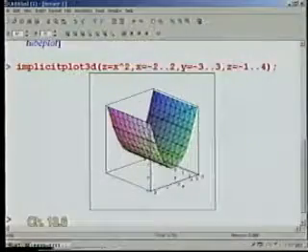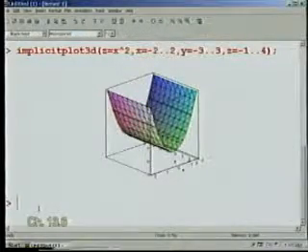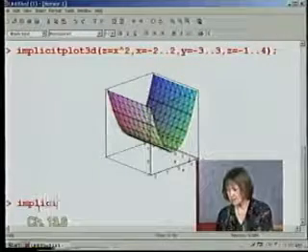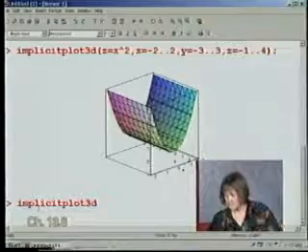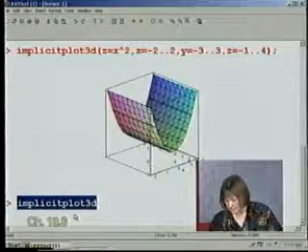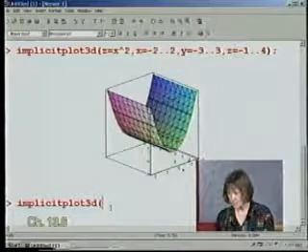Popping it on Maple, let's scroll down here. I'm going to put in implicit plot 3D, I-M-P-L-I-C-I-T, P-L-O-T 3D. And to make my life a little bit easier, I'm going to highlight this and copy it, so next time I need it, I don't have to type the whole thing. And my equation was, let's see what it was.